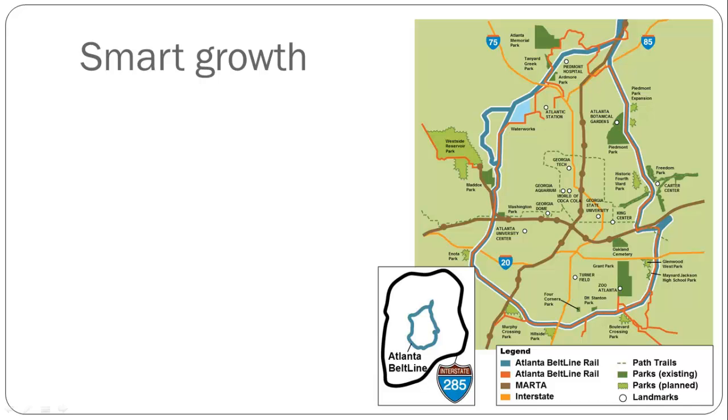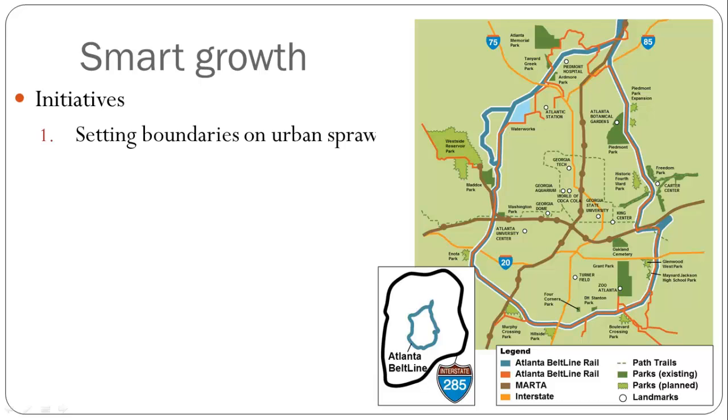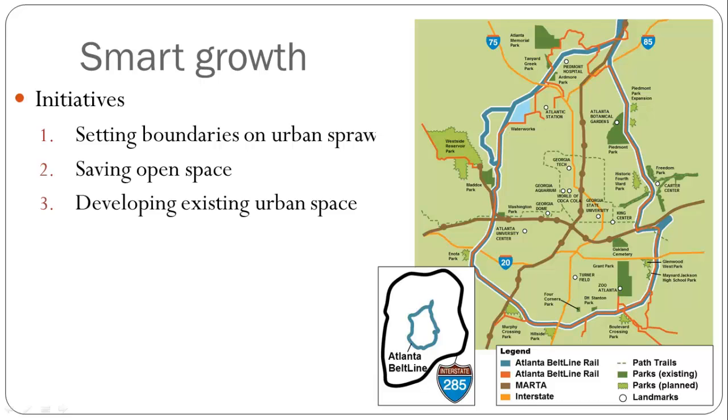Anyway, all right, so smart growth focuses on condensing these cities and preserving these city areas while preventing sprawl. The initiatives of smart growth include setting boundaries on urban sprawl, saving open space rather than developing it, redeveloping existing urban space into new areas that can be used again, and creating new towns.